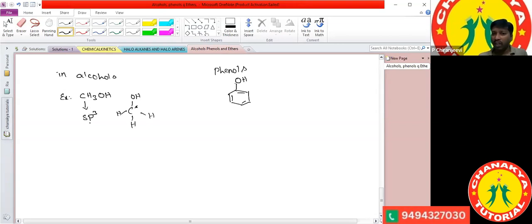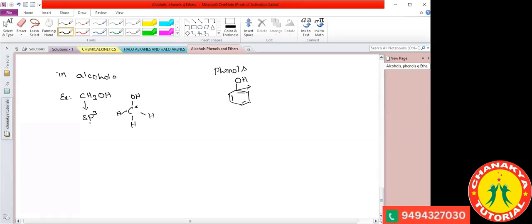Now in phenols, the OH group is attached to which carbon? What is the hybridization of the carbon which is attached to the OH in phenol? Once again, I'm repeating the question. What is the hybridization of the carbon which is attached to the OH group in a phenol? sp2, sir. sp2, very good, ma.